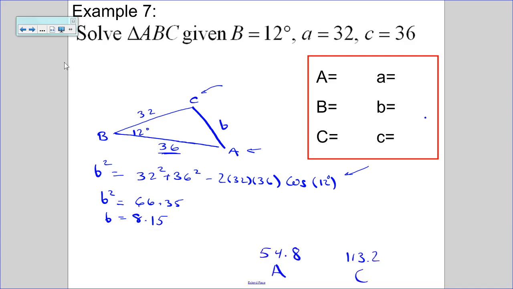All right, there they are. A is 54.8, and C is 113.2. What I think is interesting here is although sides A and C are quite close, their angles are not close. And that's kind of an interesting thing about the proportions between the sides in the triangle.